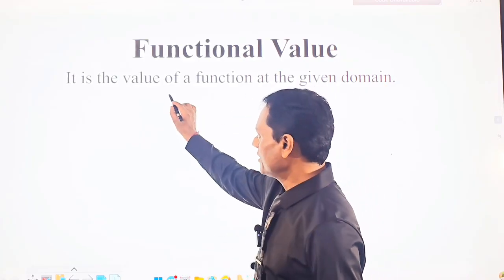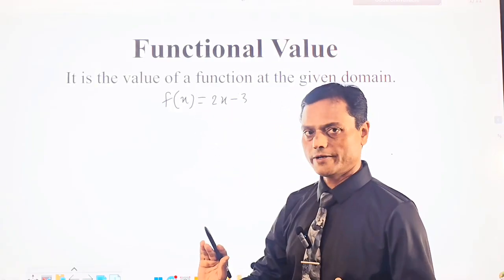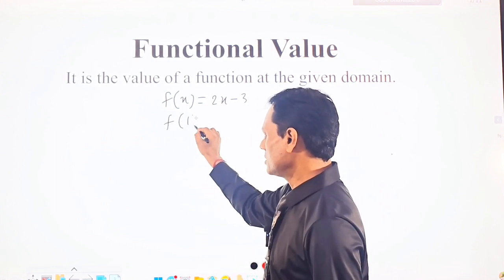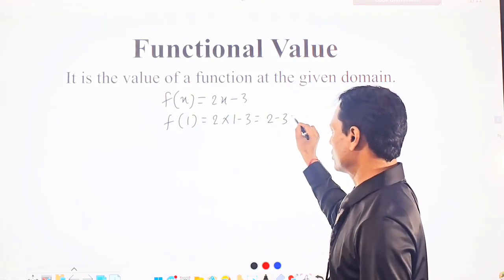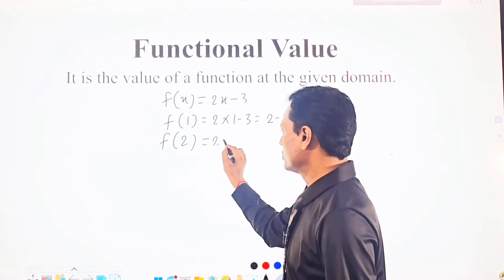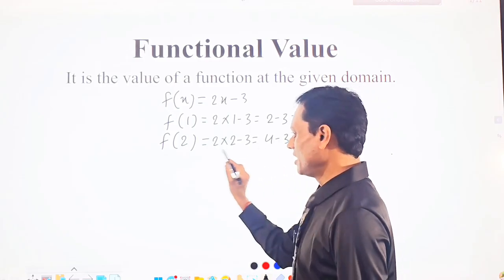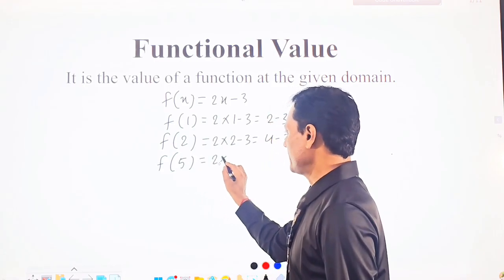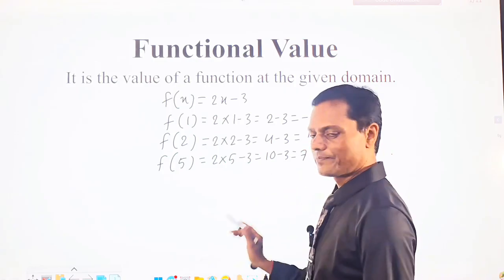Let we have here f(x) equals 2x minus 3, right? When you put the value of x as any number, let it be 1, there's 2 into 1 minus 3, that's 2 minus 3 equals minus 1. If you put the value of x as 2, that is 2 into 2 minus 3, that is 4 minus 3, that is 1. Let's add one more value, that is f(5), that is 2 into 5 minus 3, 10 minus 3, that is 7.